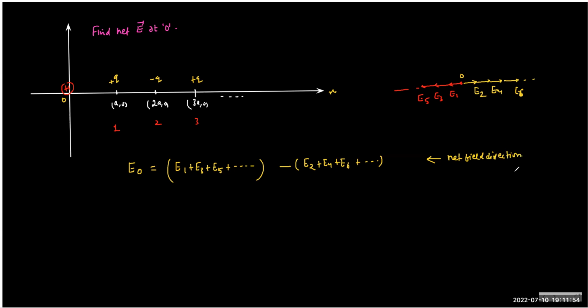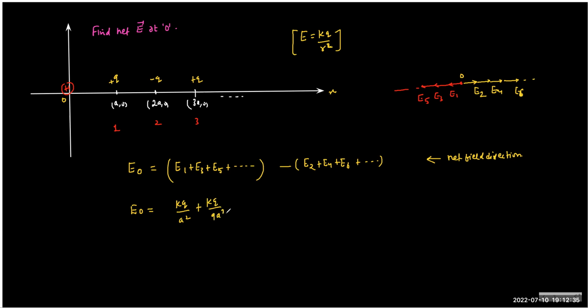So do you realize that the net field will be left? Yes or no? So the E at O is what? Because it's just a value we are supposed to write, the electric field formula due to a point charge is how much? KQ by R square. Don't write the vector form, because we know the direction already. So the first charge will create how much field? KQ by A square. Then the third will be KQ by 4A square.